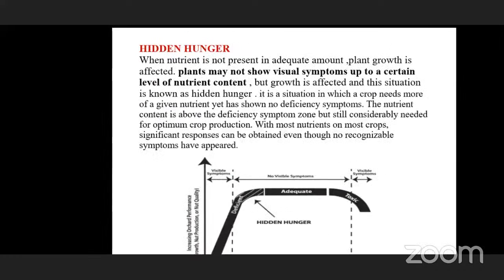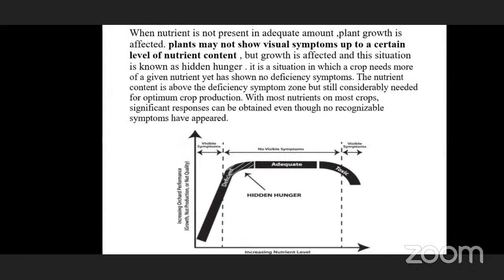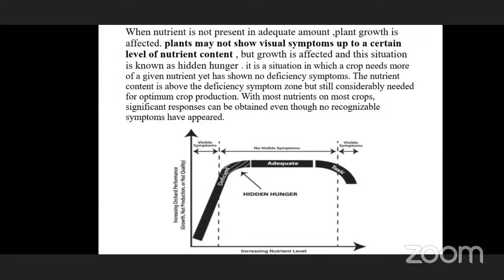Okay, next, hidden hunger. Deficiency: plants start showing deficiency symptoms when there is a lesser amount of nutrients than they require. But in hidden hunger, plants may not show visual symptoms up to a certain level of nutrient content, but growth is affected and yield becomes less. So this condition is known as hidden hunger. The nutrient content is above the deficiency symptom level, but still below what is needed for optimum crop production.